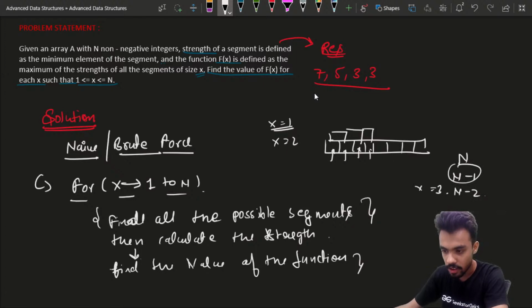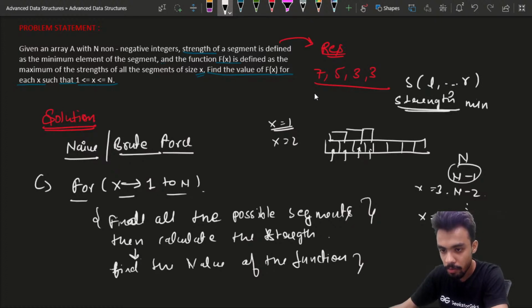Okay, just like this. So for x equals n, we would have 1 segment, and for each segment L to R, you have to first find the strength. So what would be its strength? The strength would be the minimum from L to R.